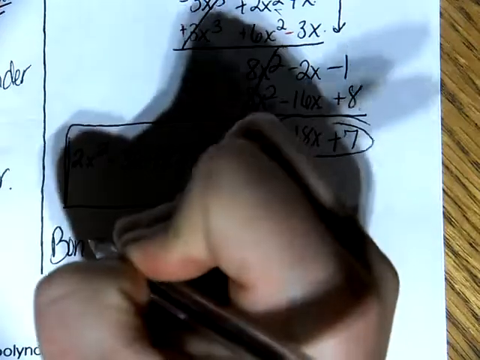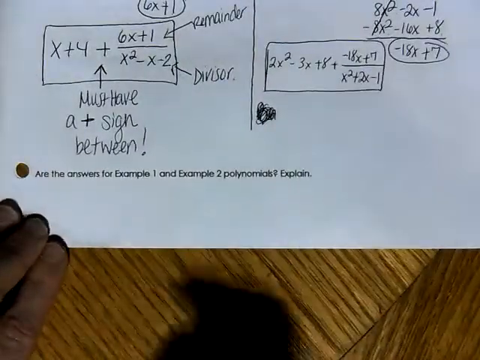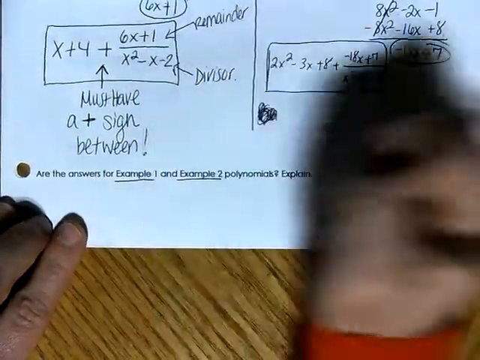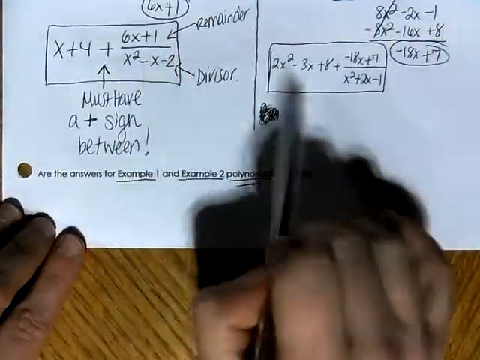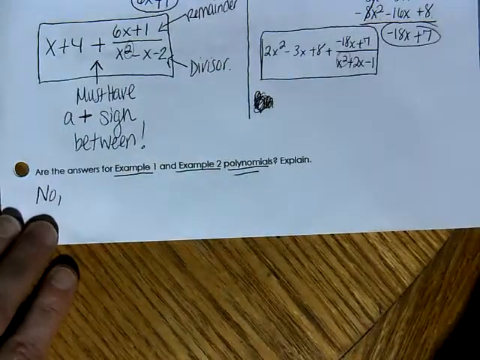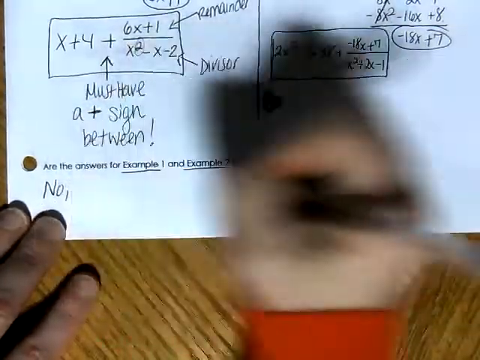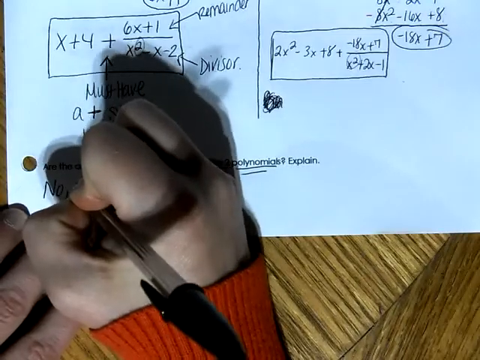So now I'm going to ask you a bonus question. My bonus question for you is down here, and it says, are the answers for example 1 and example 2 polynomials? Explain. So pause this video. Are these polynomials? Think about it. They have polynomial pieces, but are they polynomials themselves? And the answer in this case is no. And that's because we end up with exponents in the denominator. And so therefore, no, these two answers are not polynomials because all of the exponents are not whole numbers.